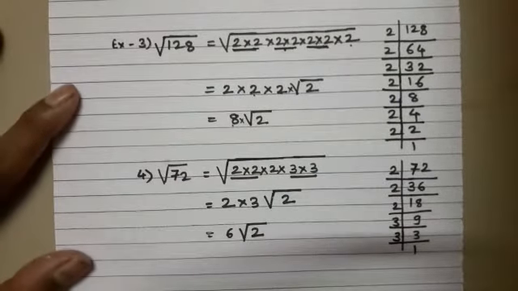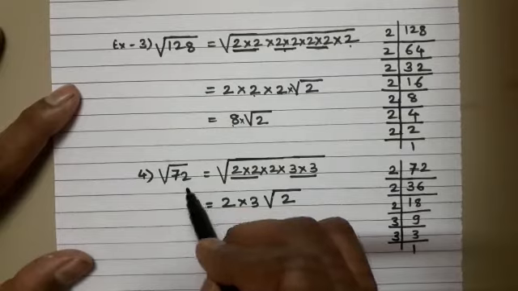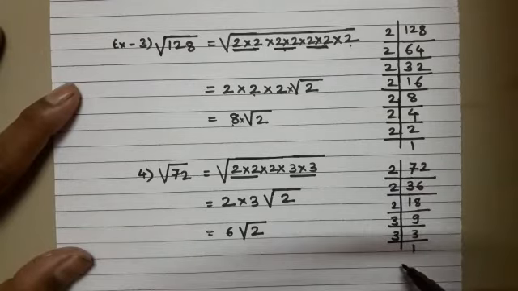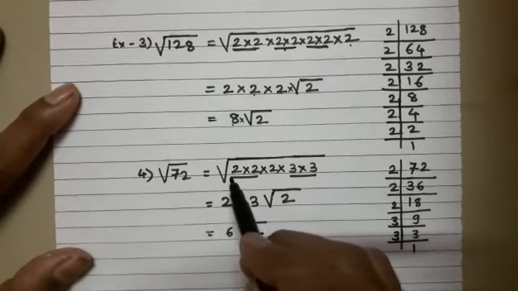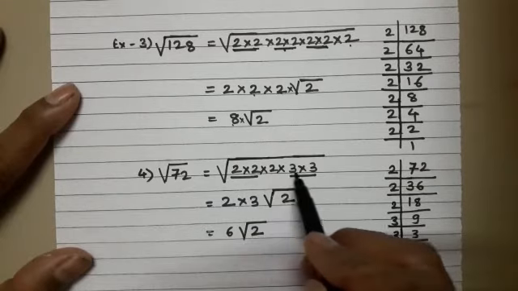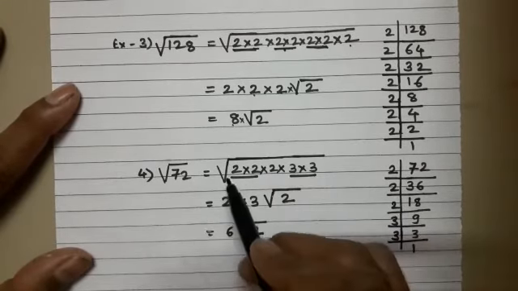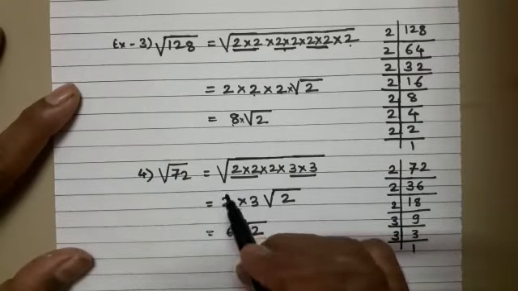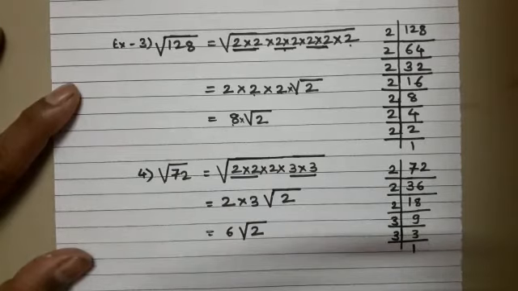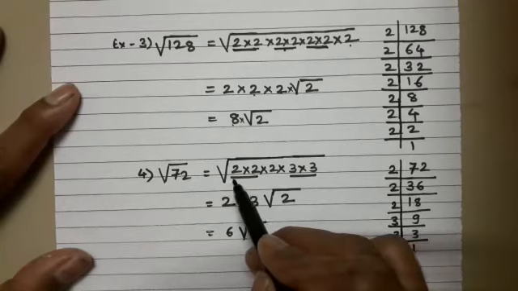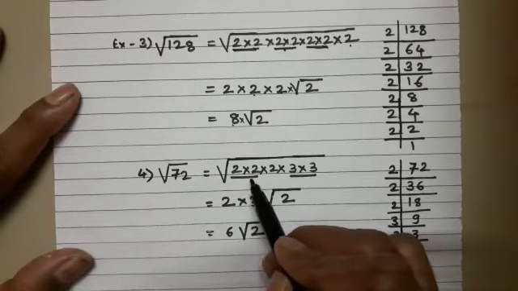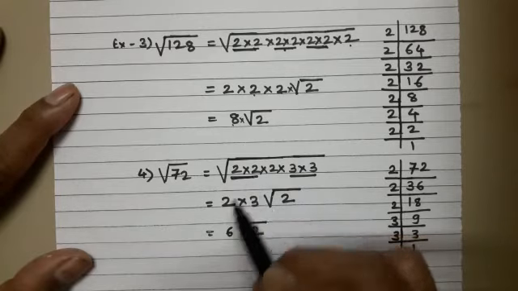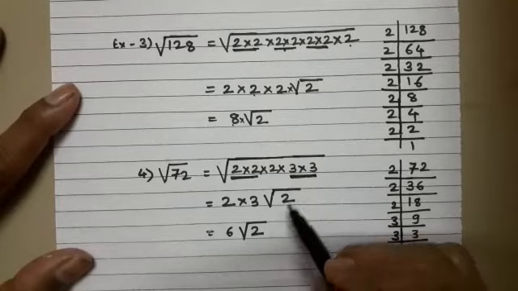Fourth example, square root of 72. Factorize 72 in this way. Write down the prime factors: 2 into 2 into 2 into 3 into 3. The order of the surd is 2. In the 9th standard, we are learning the examples whose order is 2 only. Make the group of two same factors. These two factors are the same, underline it. These two factors are the same, underline it.